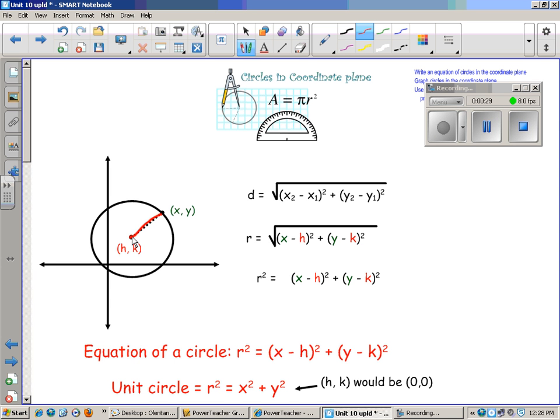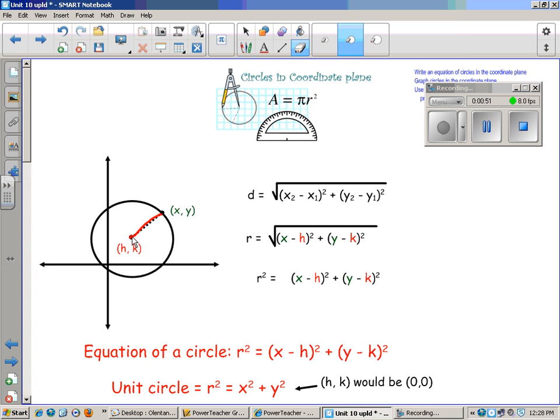The distance formula, right? And so the distance formula is x2 minus x1 squared plus y2 minus y1 squared. Remember from chapter 3 or 4, that's just the formula, right? Okay, so let's put in some information that makes it specific to circles.